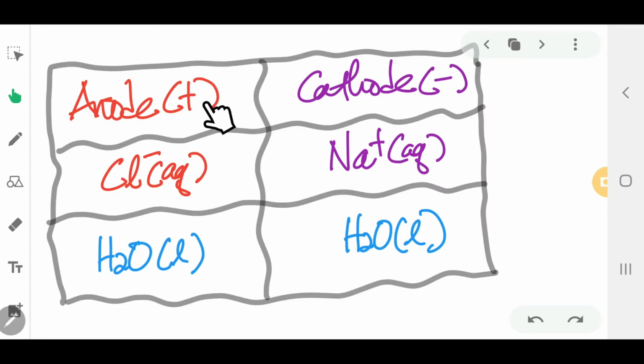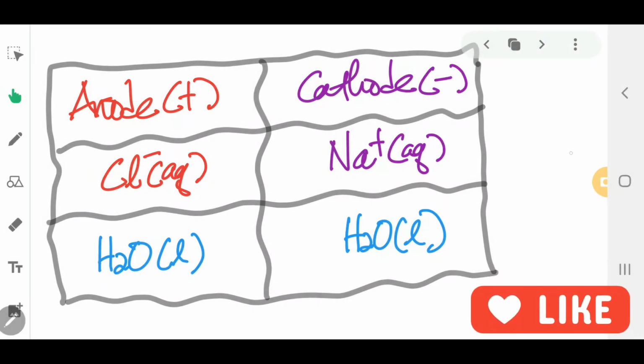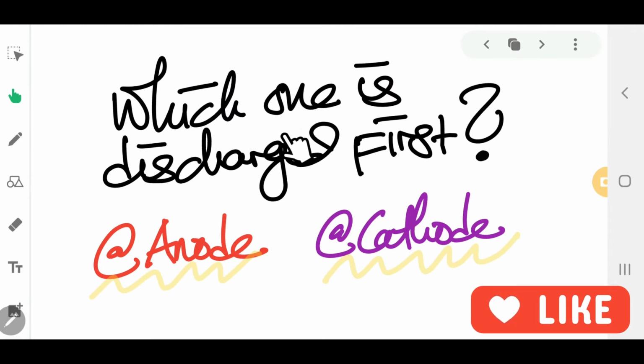So at the anode and cathode, there are two things that will be competing with one another to be discharged first at the electrode. At the anode, the positive terminal, you will have the chloride ions aqueous competing with the water molecule to be discharged at the anode. Whereas at the cathode, the negative terminal, you'll have the sodium plus aqueous and the water molecule competing with one another to get discharged at the cathode. So the question now is, which one is discharged first at the anode and at the cathode?